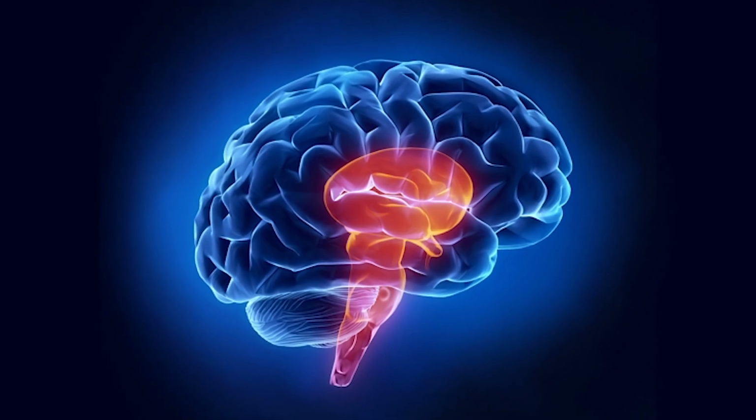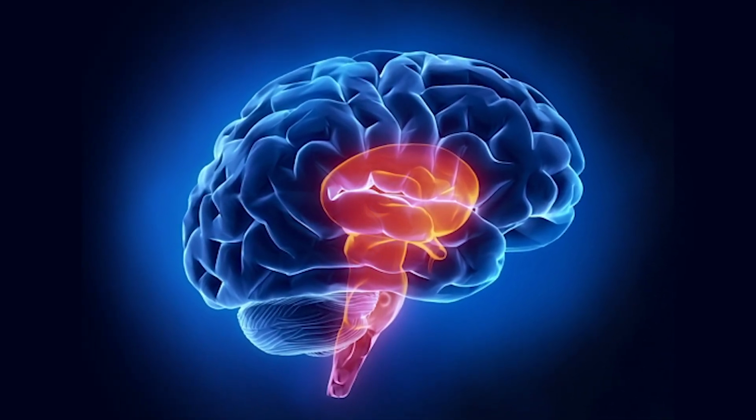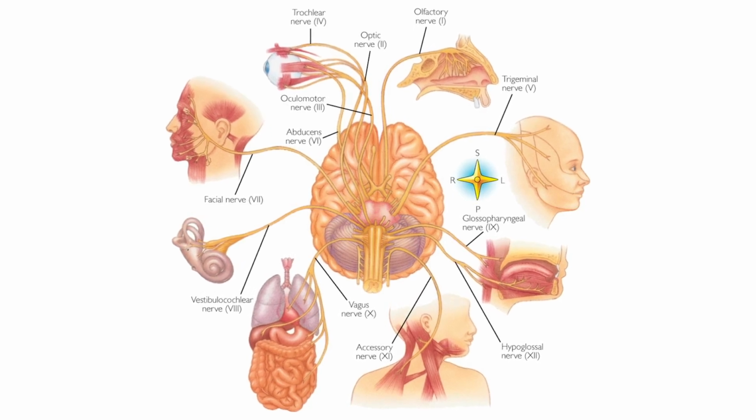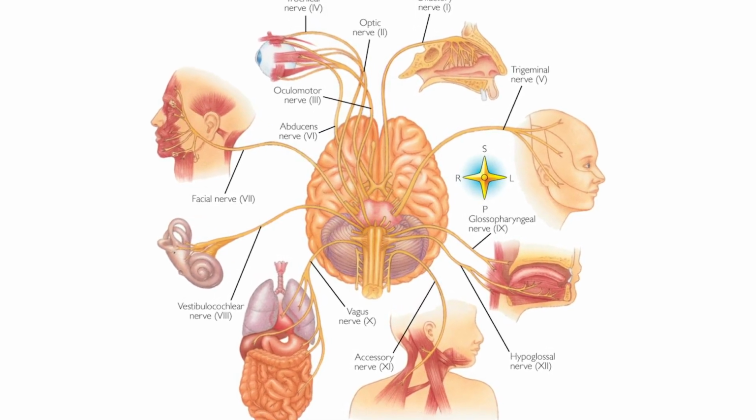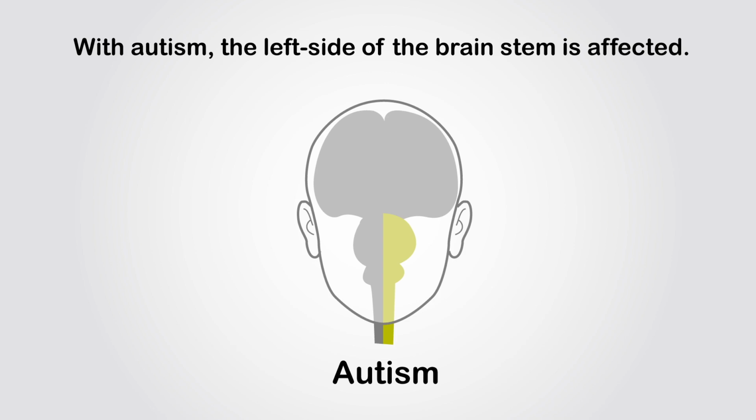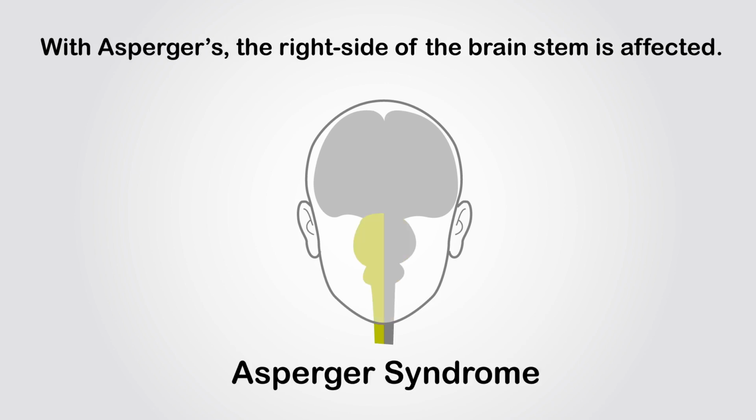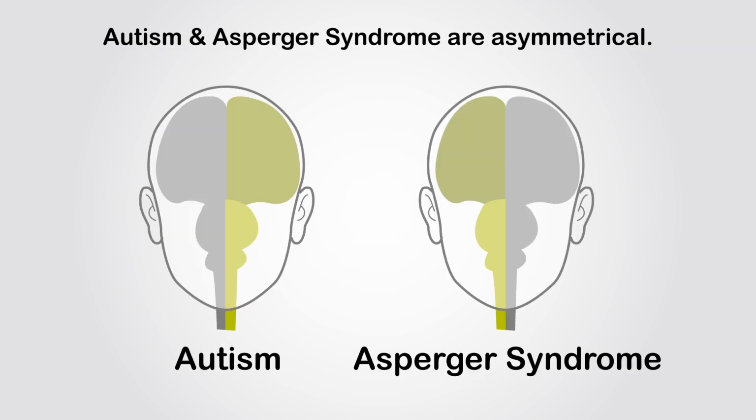The brainstem is the little part of your brain that connects it to your spinal cord. It powers your sense of taste, smell, hearing, your ability to move your eyes and your face, among many other important things. My theory is that autism and Asperger's syndrome are often the result of injury to a particular side of the brainstem. They're asymmetrical. With autism, the left side of the brainstem is affected. With Asperger's, it's the right. That's the difference. Autism is a left side brainstem injury, and Asperger's is a right side issue. I'm going to show you exactly what I'm talking about, and it'll blow your mind.